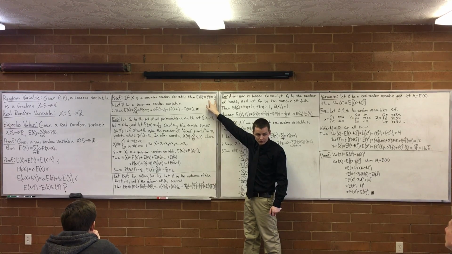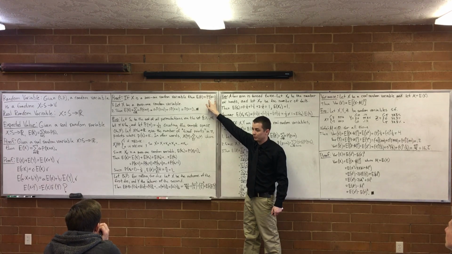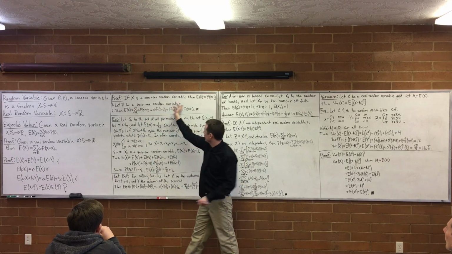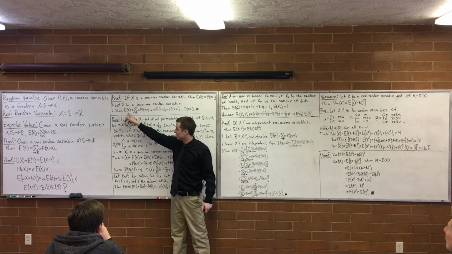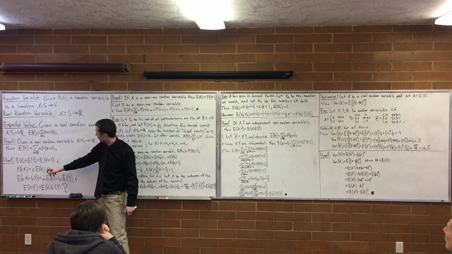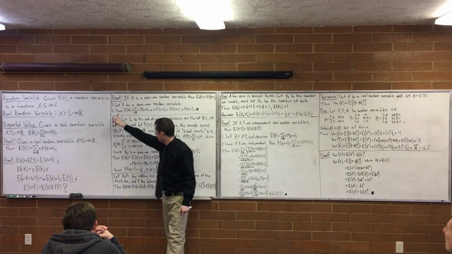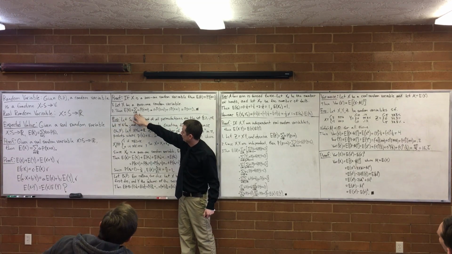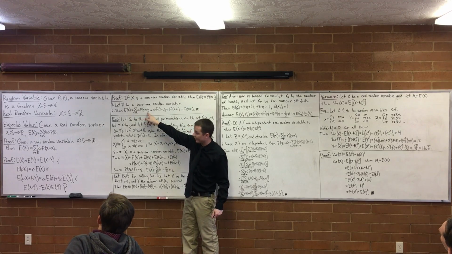Okay? Does it make sense what we're trying to prove? Alright, let's prove it. So let x be a 0, 1 random variable. Then, by definition, the expected value of x, not by definition, using this little theorem, the expected value of x is equal to the sum across all real numbers a times the probability that x is a.